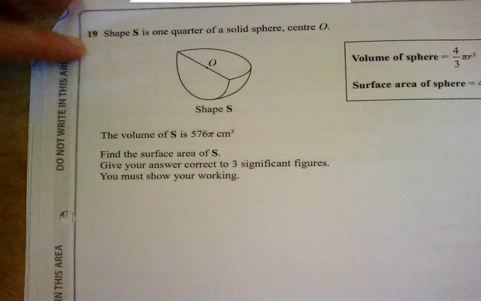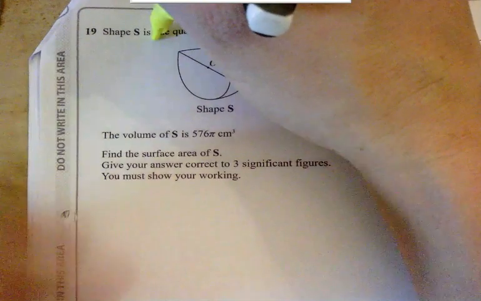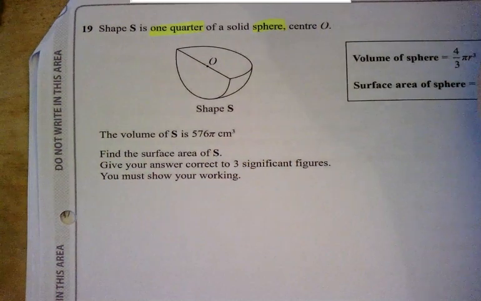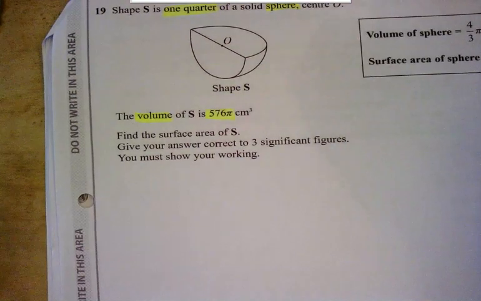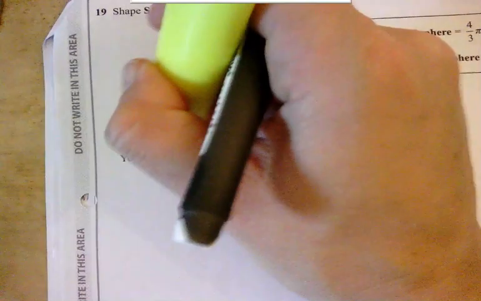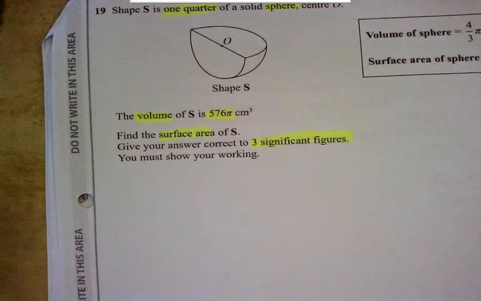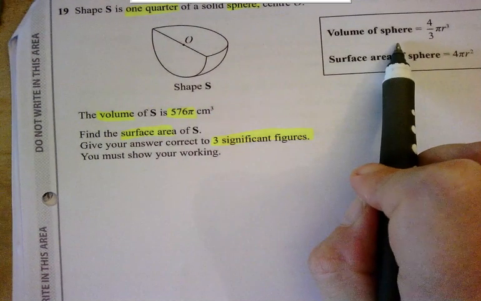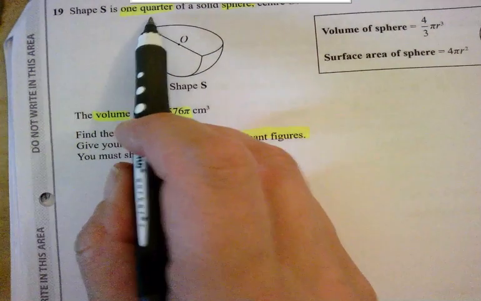Question 19. Shape S is 1/4 of a solid sphere, centre O. The volume of S is 576 pi. Find the surface area of S. Give your answer correct to 3 significant figures. Show your working. I can see they've given me the formula for the volume of the sphere, and it tells me it's 1/4 of a solid sphere.